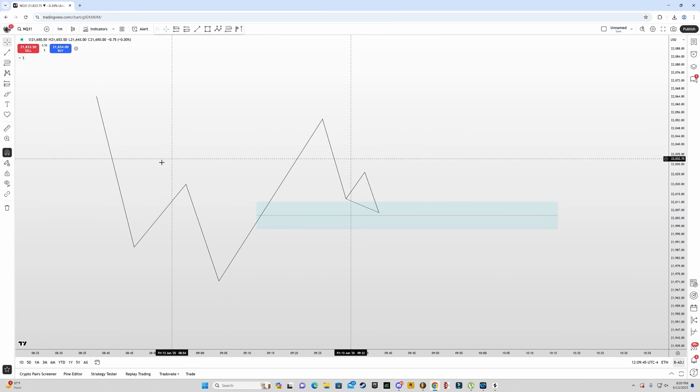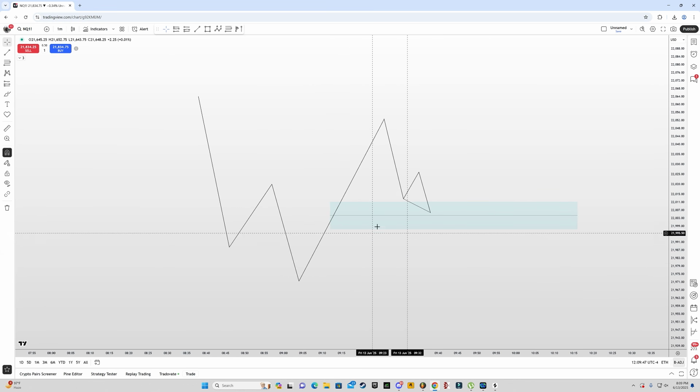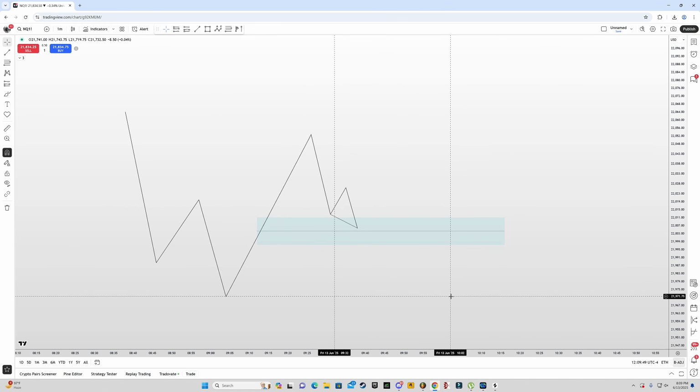So the very first thing is that you have to mark out a high time frame fair value gap. Now this could be the 1 hour fair value gap, could be 15-minute fair value gap, and also could be 5-minute fair value gap. Now once you have marked out the fair value gap, what you are expecting is after the market open, or even before that, price taps into this fair value gap. Now, this is step 1.